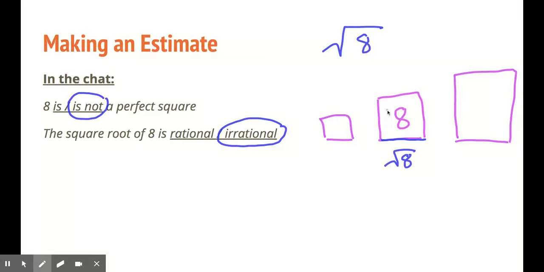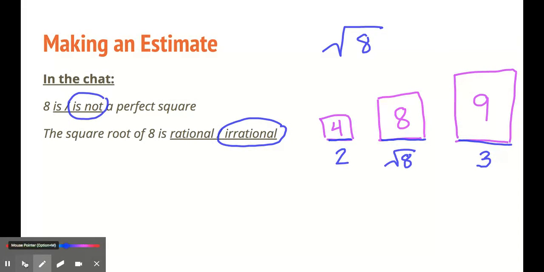So 8 is between the perfect squares 4 and 9. So there's nothing that's a perfect square between 4 and 9. So we know 8, not a perfect square, goes in between those two. Now we're going to use those perfect squares to help us figure out, well, what are the side lengths, the square roots of those two perfect squares? The square root of 4 is 2. The square root of 9 is 3.